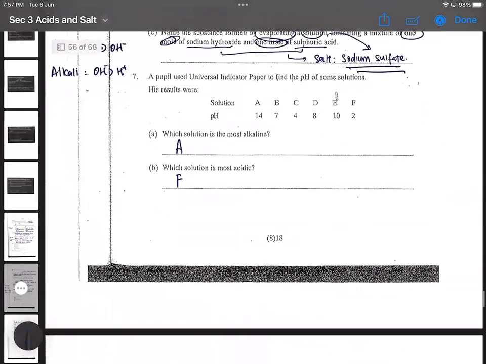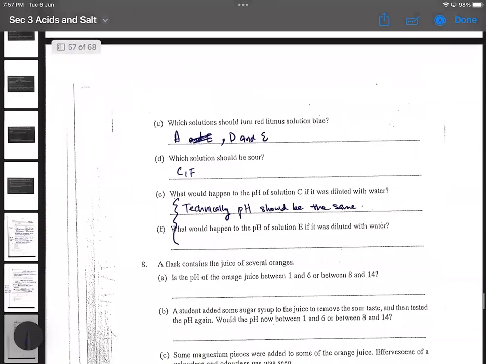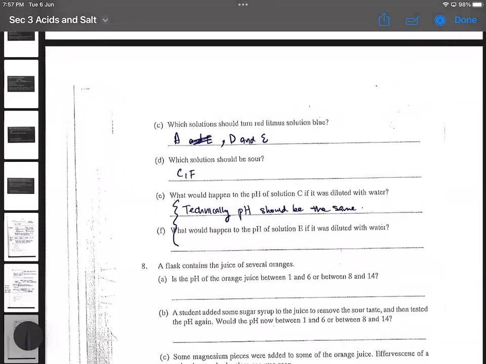First two is AF, I think should be all right. CD should be all right also. Right, any questions from A to D? Okay. EF, for E and F, right? Will the pH change? I think for O levels, we take it as no. It should technically remain the same. Most of the time we put as the same, it should be all right.